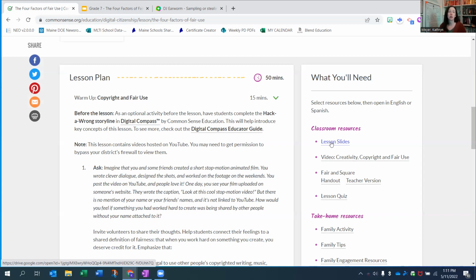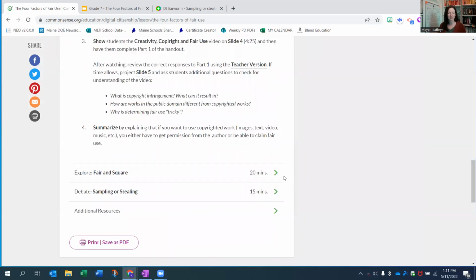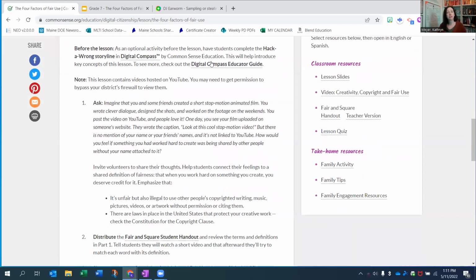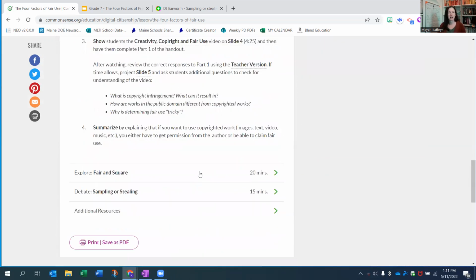And again, like I said, if you don't know anything about it, you can still enter into this with confidence because of the package that they have put together for us. So we do have a 15-minute warm-up that does not include the Digital Compass game. It includes this lesson. So those are two separate things, just if you're thinking about time.